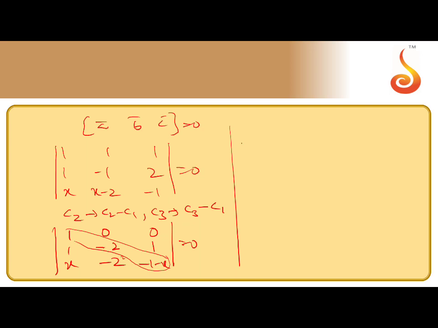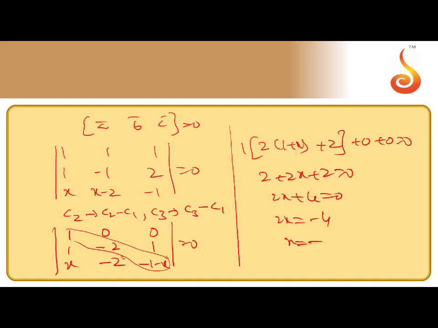So here 1 into 2 into 1 plus X, because minus 2 is there, 2 into 1 plus X plus 2, the remaining two terms 0. So that means 2 plus 2x plus 2 equal to 0. So 2x plus 4 equal to 0. 2x equal to minus 4, x equal to minus 2 is the answer here. Because these two are 0, you can find only this determinant part to get the answer. The remaining two are already 0, so only this part of the determinant gives the proper answer directly without explaining completely.